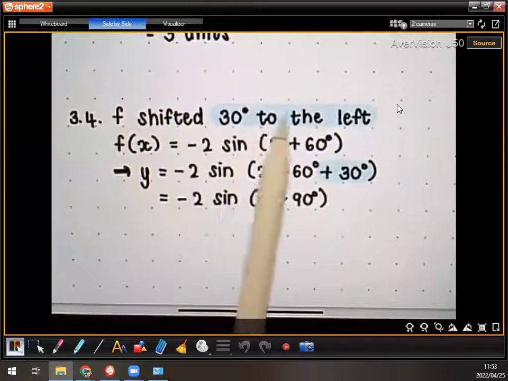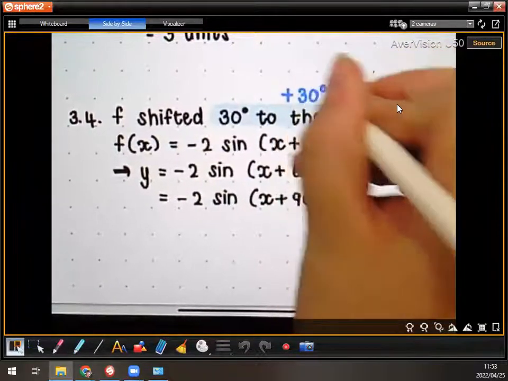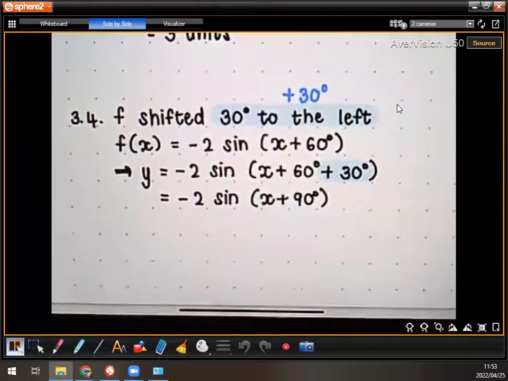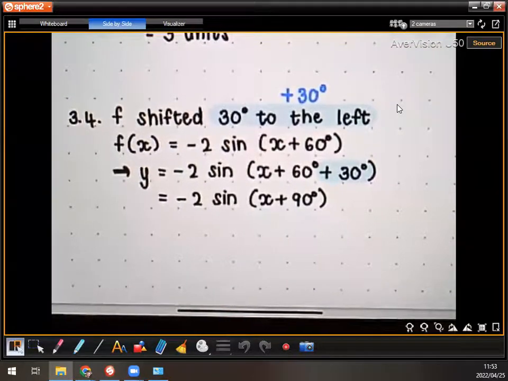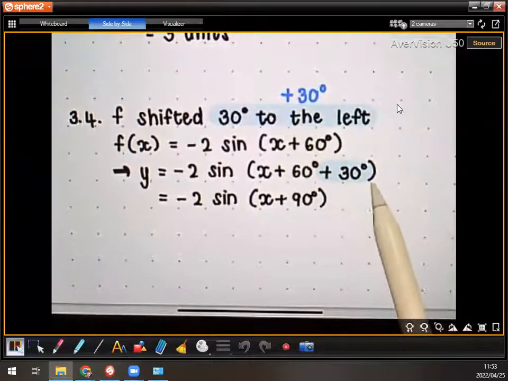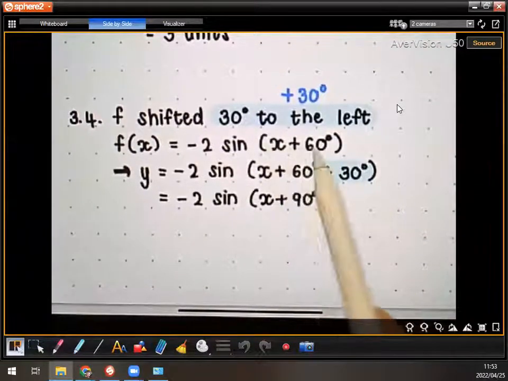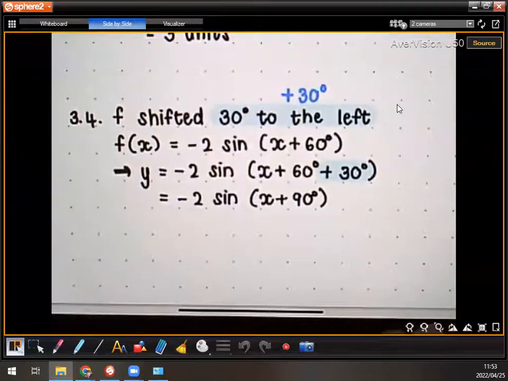So if f is shifted 30 degrees to the left, you need to remember, guys, that that is a plus 30. So whatever you have in your brackets, you're going to add 30 degrees to it. Normally there's just an x, so we would make it x plus 30. But now there's actually an x plus 60 already. So we need to add 30 degrees to x plus 60. Okay, because this was the equation of f already. Now they're saying that graph of f has been shifted another 30 degrees to the left. All right, so instead of having a point at negative 60, it's actually going to have a point at negative 90, which is what this equation is telling us.